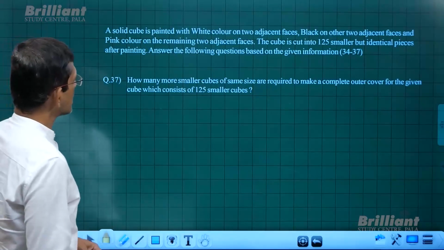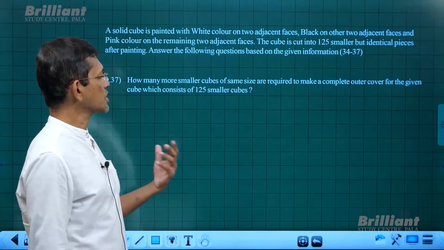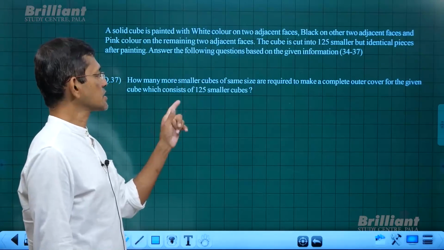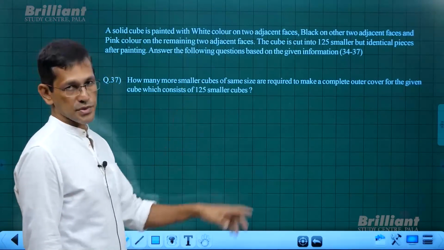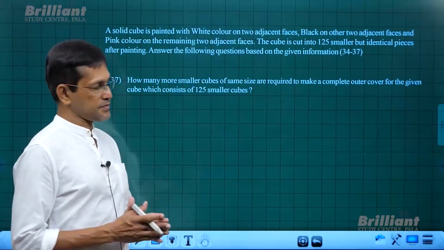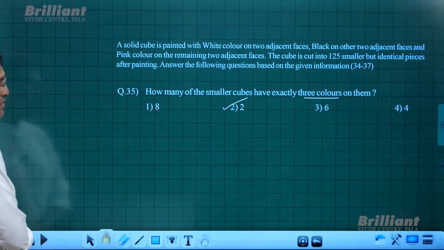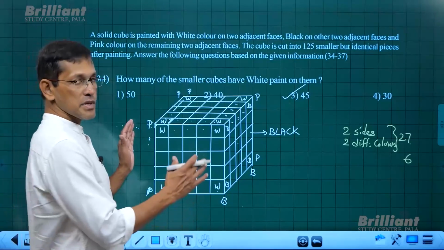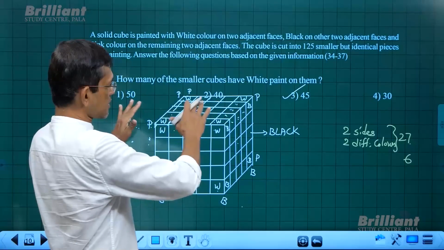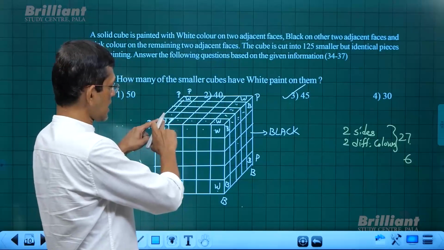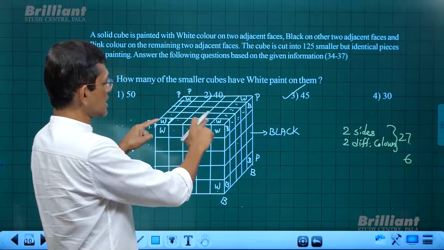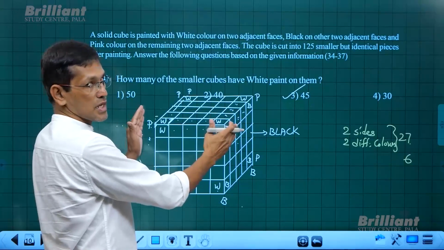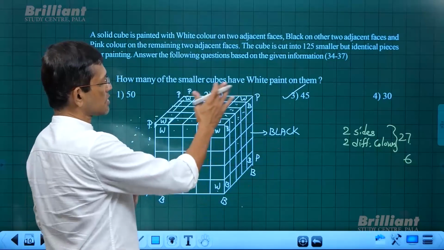Next one. How many more smaller cubes of the same size are required to make a complete outer cover for the given cube, which consists of 125 smaller cubes? So we need to make an outer cover. This is 125 here, right? If you want to make an outer cover, we have to cover all the sides. If we have 5 cubes here, it exactly covers only this area, but we need one extra on this side, one extra on this side. So all the faces must be covered.